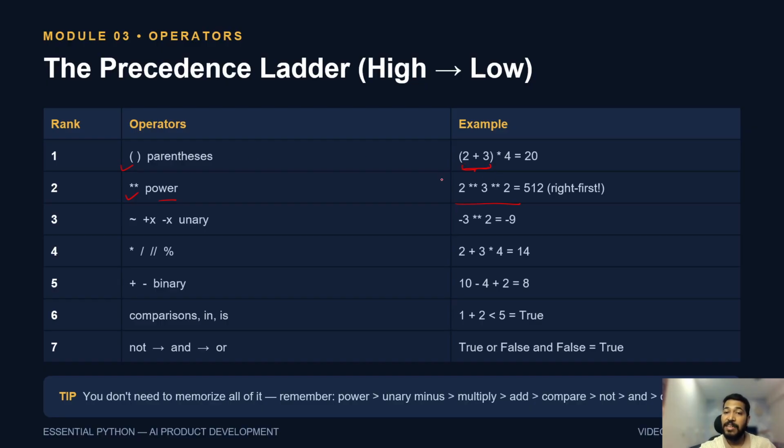The computation is happening not left to right, which is the general behavior. However, in the case of the power operator, this changes to right to left. So this computation will happen initially. Underneath, it will be translated like 3 power 2, and this 3 to the power 2 is nothing but 3 multiplied with 3, 9. And then 2 power 9, which is nothing but 512. This is going to be the output of this expression.